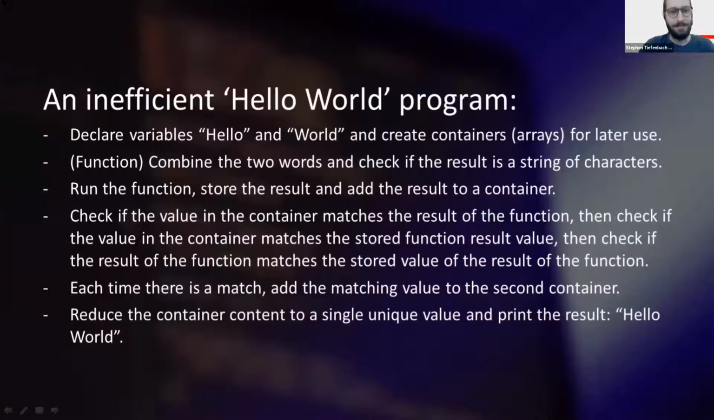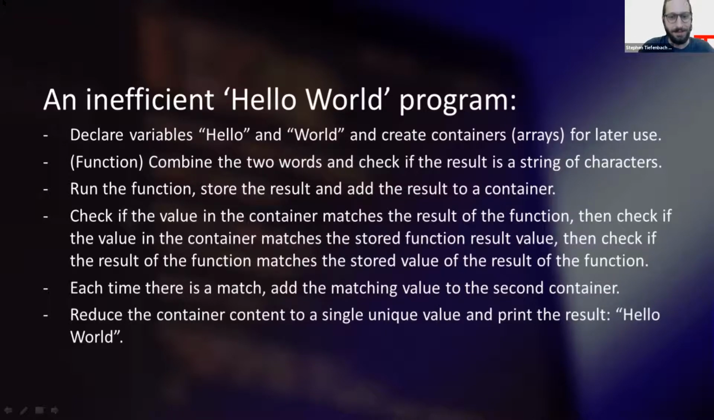The program follows the steps shown in this slide. It starts by assigning hello and world into variables and creating two containers. Then it adds together the variables, checks if the result is a string of characters, and if so, returns it. That value is assigned to a new variable and a new check is made. If the stored value is equal to the sum of the two initial variables, then it is stored into the first container. A new series of checks are made, and each time the check is successful, an instance of Hello World is added to the second container. Finally, the program gets rid of any duplicated entry in the container and prints the remaining unique Hello World.